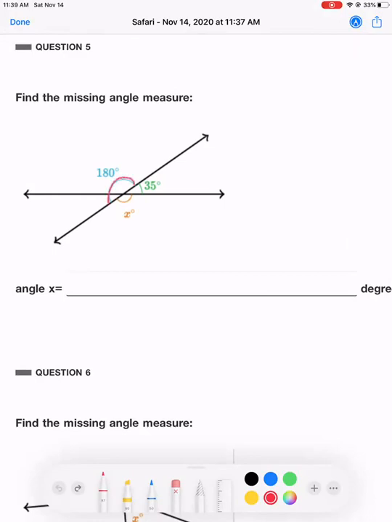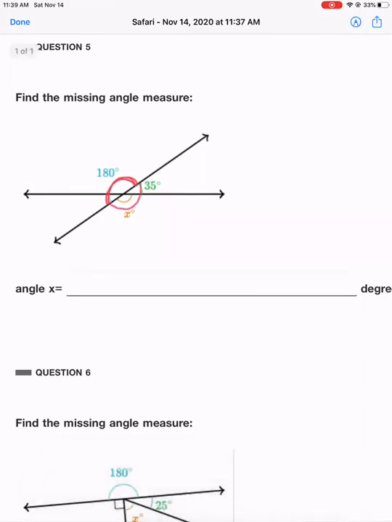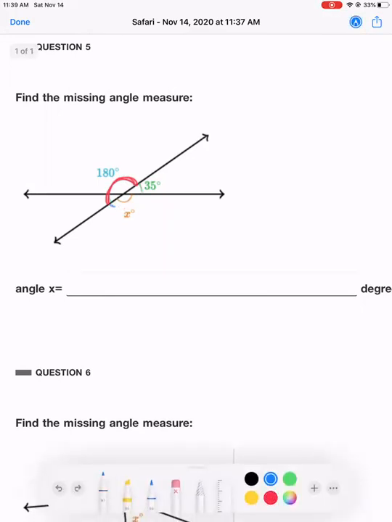I know that this angle here is 180 degrees. And I know that all the way around, if I were to complete this circle, it would have to be 360 degrees. So I know that this angle here is also 180 degrees. I can also tell that because this makes up a straight line. So 35 plus x has to be 180 degrees. So if I do 180 minus 35, that will give me the value of x. So 180 minus 35 is 145 degrees. So x is 145.